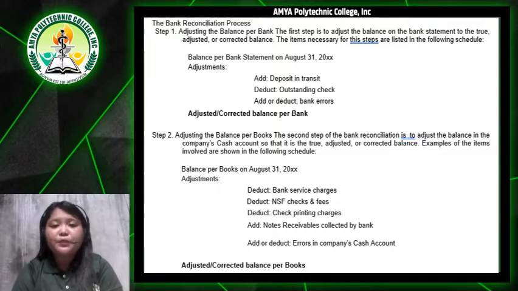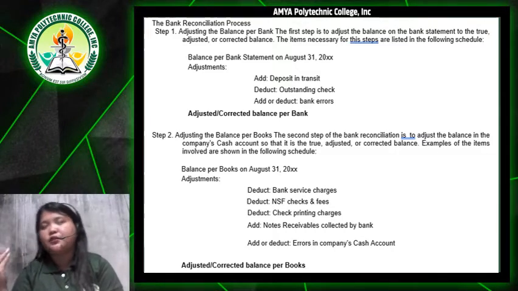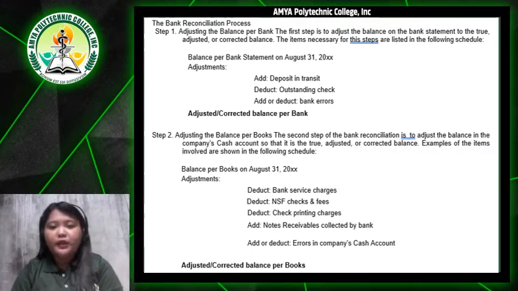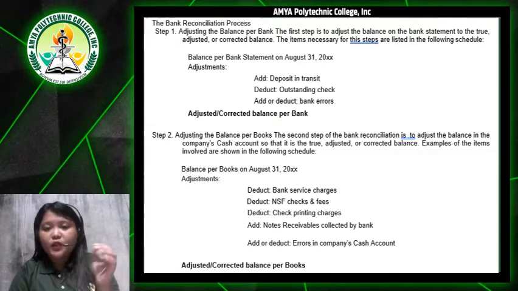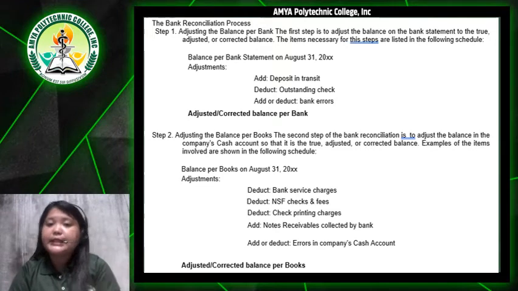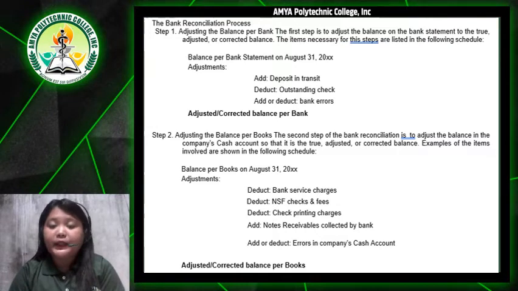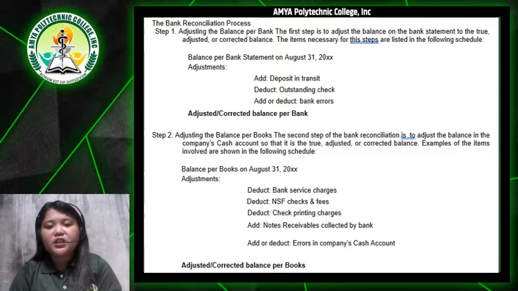For the balance per bank statement on August 31, 2021, the adjustments are: the addition of deposits in transit, the deduction of outstanding checks, and the addition or deduction of bank errors. This gives the adjusted, corrected balance per bank. Next, we have step 2, adjusting the balance per books.